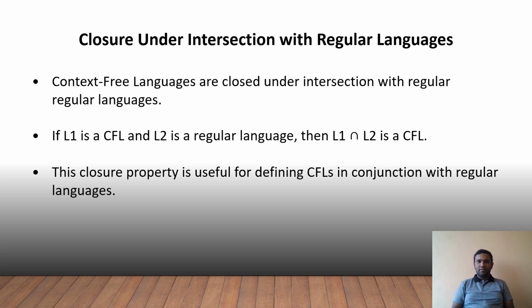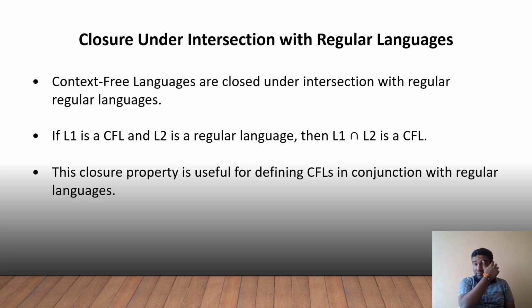Closure under intersection with regular languages. Context-free languages are closed under intersection with regular languages. If L1 is a CFL and L2 is a regular language, then L1 intersection L2 is a CFL. The closure property is useful for defining CFLs in conjunction with regular languages. This is about the closure under intersection with regular languages.